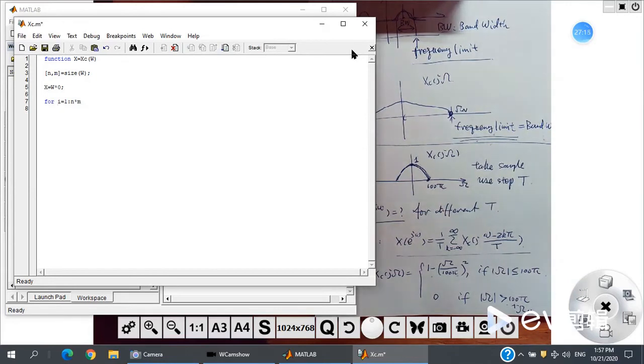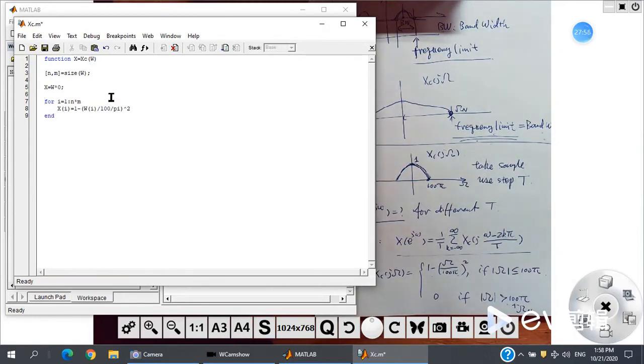Alright, so for every I, I want X of I equal to that function. It will be 1 minus the square of capital omega I over 100 pi, and square. So we want this, but we have a condition. It is not always equal to this number.